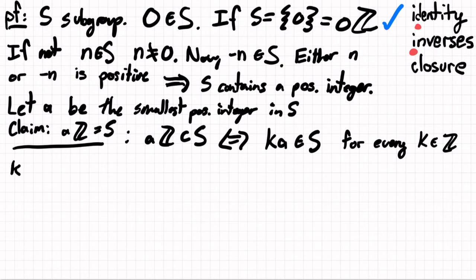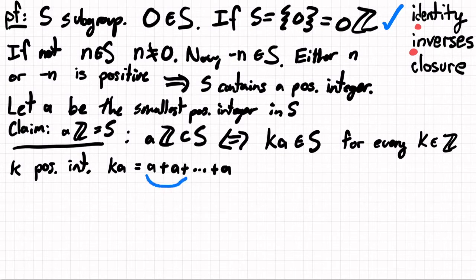So if K is a positive integer, well, we have then Ka is equal to A plus dot dot dot plus A, and this should be K times, which by the closure axiom, and then the closure axiom using induction, because closure axiom tells me that A plus A is in S, and then do A plus A plus A, and A plus A plus A plus A, etc. until I get to K times, so I've just used induction.